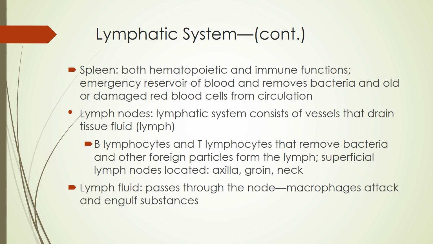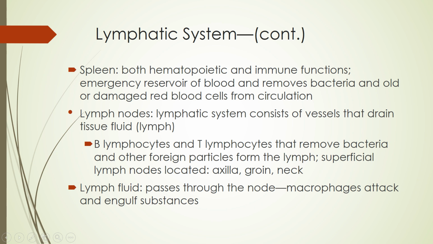The spleen has both hemopoietic and immune functions, is an emergency reservoir for blood, and removes bacteria and old or damaged red blood cells from the circulation. The lymph nodes are part of the lymphatic system, which consists of vessels that drain tissue fluid. The B lymphocytes and T lymphocytes remove bacteria and other foreign particles from the lymph.